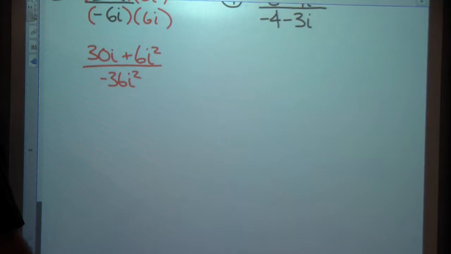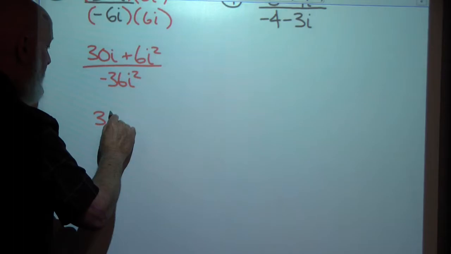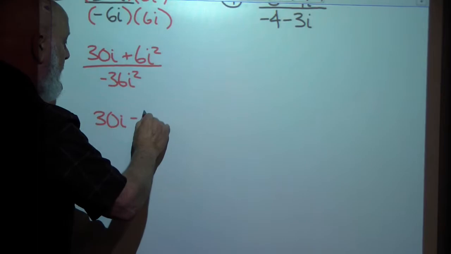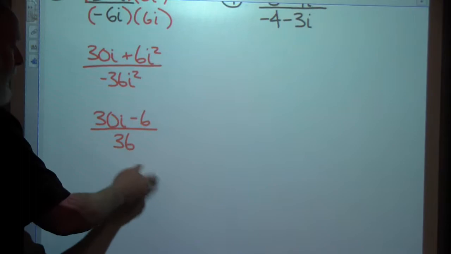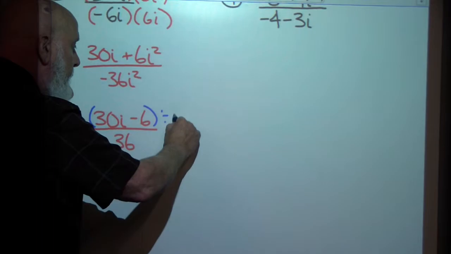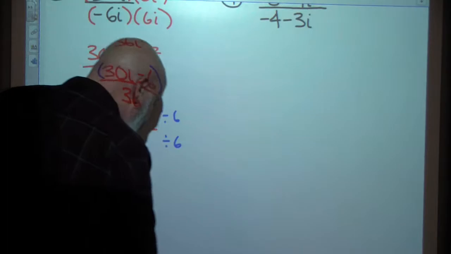So this will be 30i minus 6, because that's 6 times negative 1, negative 6. In the bottom, I wind up with negative 36 times negative 1. So that's positive 36. And I say, hey, all three of these will divide by 6. So I'm going to reduce the fraction, just like we did when we were little. I'm dividing top and bottom in my head. I'm just showing what I'm doing out here, by 6 to reduce my fraction. And that'll give me 5i minus 1.